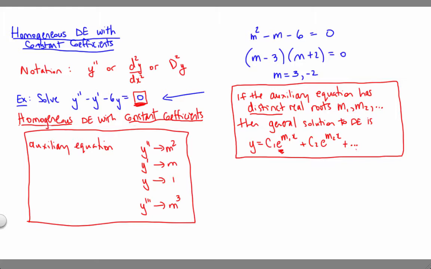So with that, we can write down our general solution for this problem. The specific roots that we found were +3 and -2. So our answer is going to look like y equals c1 e to the 3x plus c2 e to the -2x. And since we've just got two roots, we see that we have two terms in our general solution.